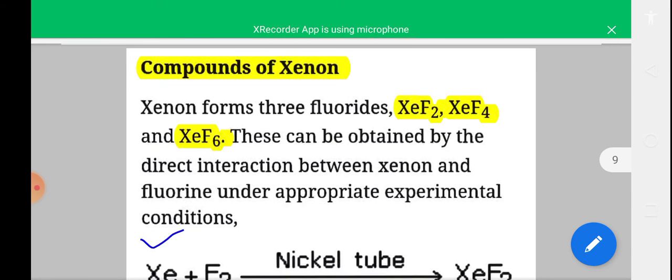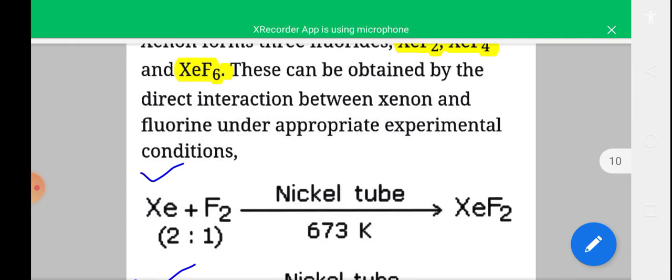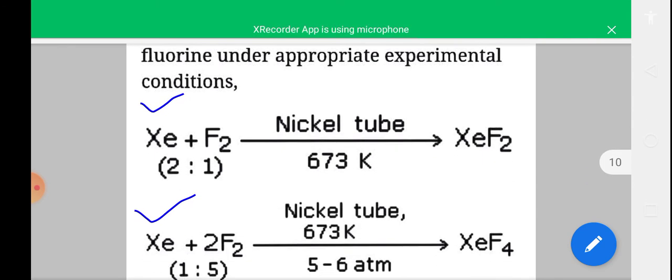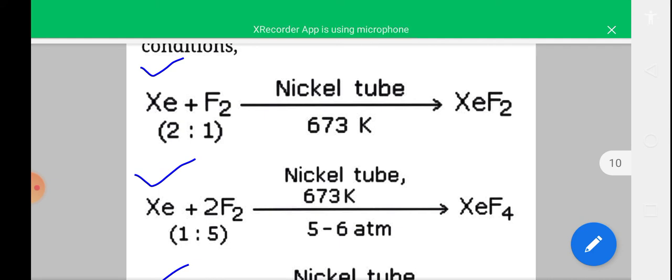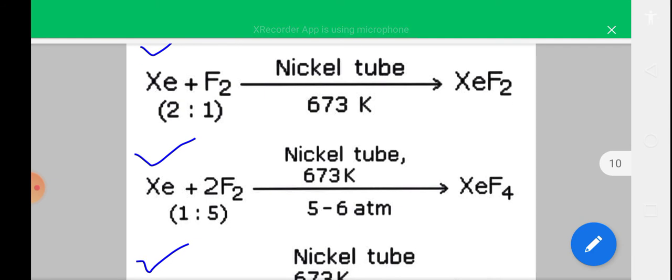Xenon can form some compounds with fluorine and oxygen. Xenon forms three fluorides: XeF2, XeF4 and XeF6. These are the fluoride compounds of xenon. When xenon combines with fluorine in a nickel tube at 673 Kelvin temperature, in a 2 is to 1 ratio, you will get XeF2.